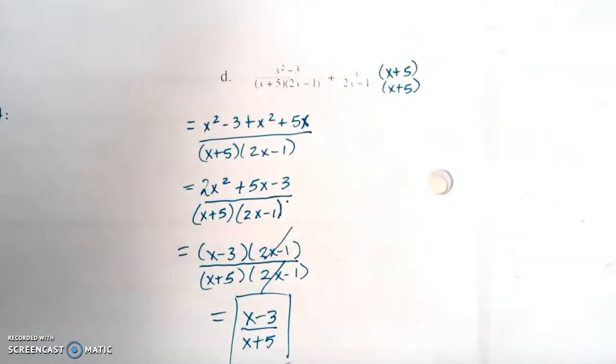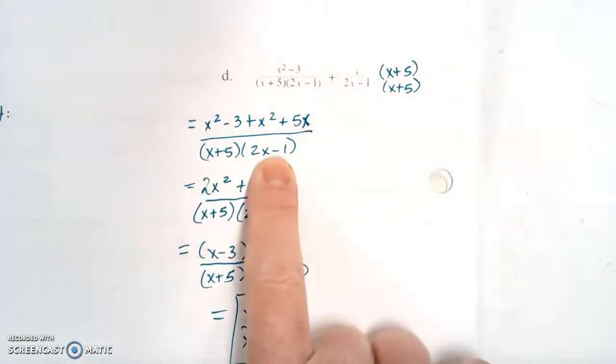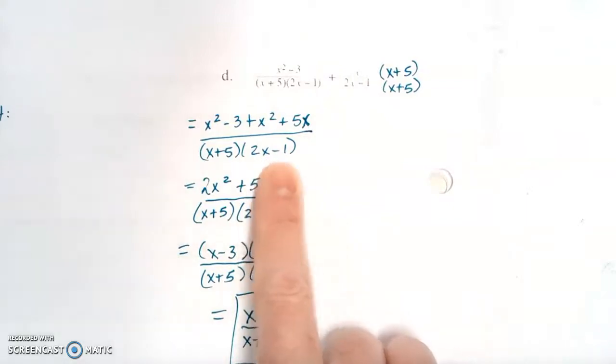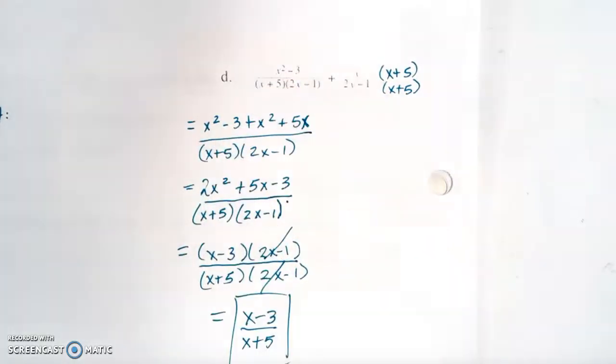But it does say x squared minus 3 over x plus 5 times the quantity 2x minus 1, plus the expression x over 2x minus 1. So with this one, I notice we already have a 2x minus 1 and a 2x minus 1, so that's good to go. This one has an x plus 5, and this one does not have the x plus 5. So I'm going to multiply that second expression by the x plus 5 over the x plus 5, which makes the common denominator x plus 5 times 2x minus 1. Okay? The first expression is good to go, so we just rewrite the numerator x squared minus 3.